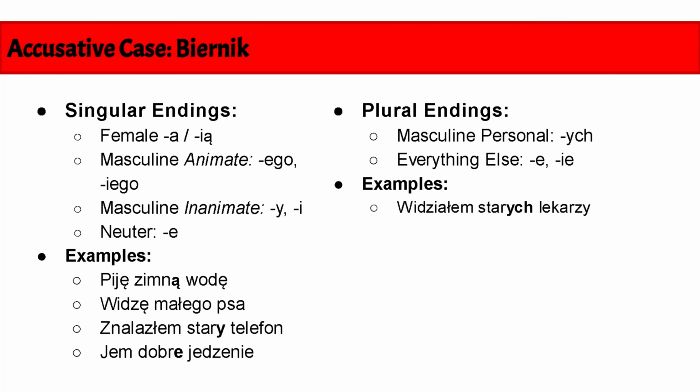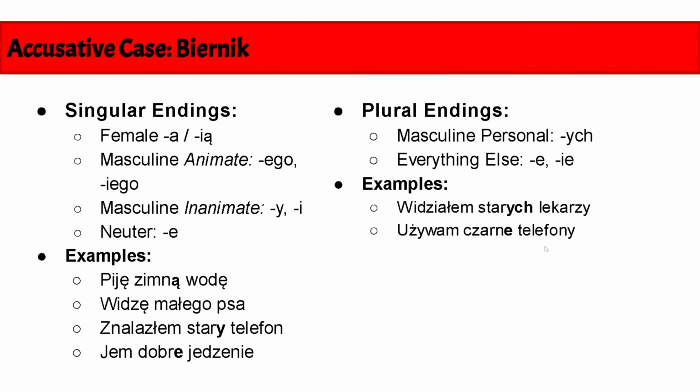So let's look at examples. Widziałem starych lekarzy. I saw some old doctors. Lekarz, masculine. Is a doctor a personal noun? Yes, because a doctor is personal to us. Lekarze is now the plural in the biernik. So now we have to apply the same rules. A plural biernik form of stary, which would be the adjective here, old. And because lekarz is a masculine personal, we add the masculine personal ending to stary, creating starych. Widziałem starych lekarzy.